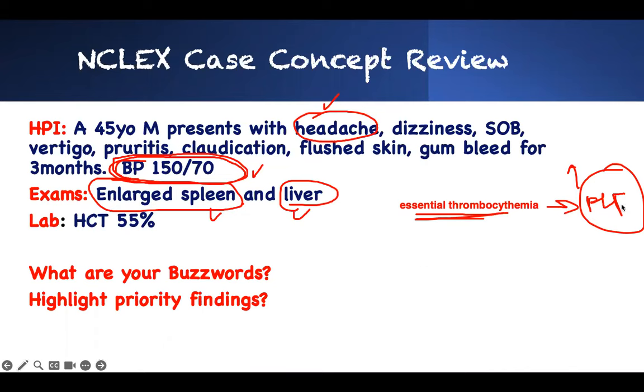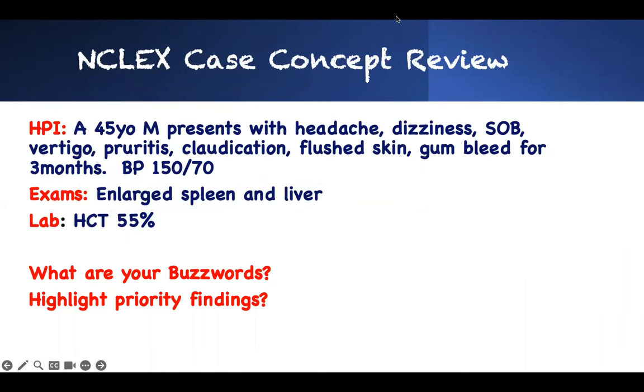Essential thrombocythemia is mostly an increase in platelets, whereas polycythemia vera is due to what? An increase mostly in red blood cells. Don't get the two confused. So this is the first thing I want you to pay attention to. And you can figure out all the signs and symptoms. I'll give you most of them here. So let's get to the rest of the case.